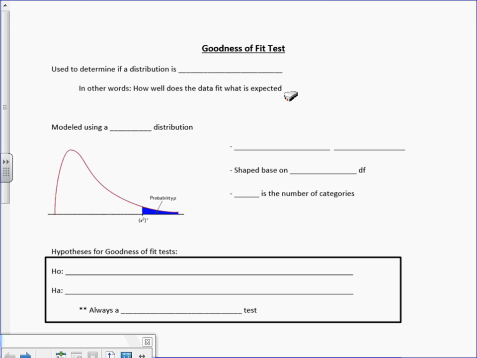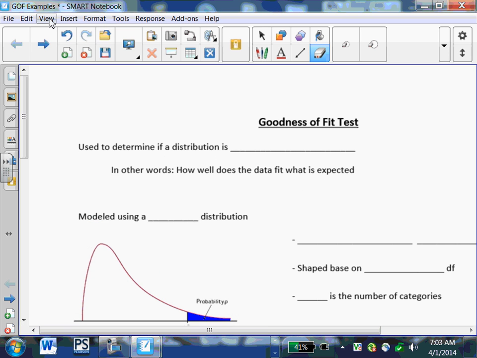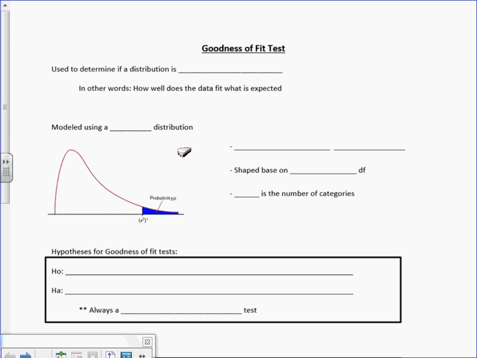We're going to go ahead and take a look at the chi-squared goodness of fit test. It's a use of the chi-squared distribution, and it's used to determine if a given distribution is accurate. The name of the test is actually really nice. It gives you a good feel for what you're actually going to do with it. Although not grammatically correct, it is asking you how well does the data fit an expected count or expected proportion. So again, we're going to use a chi-squared distribution.